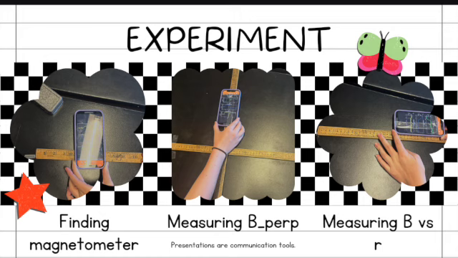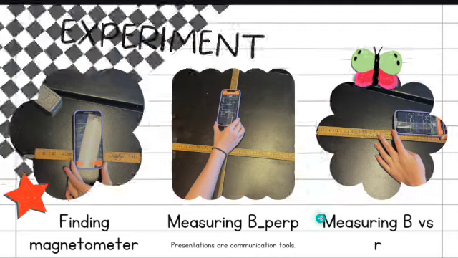For our experiment, we used the magnetometer in the smartphone. We measured the magnetic field at various distances away, and we also measured the magnetic field at a location that was a perpendicular distance away from the magnetic dipole.